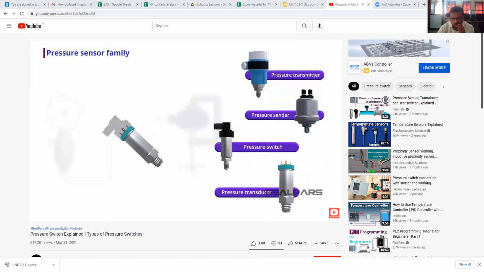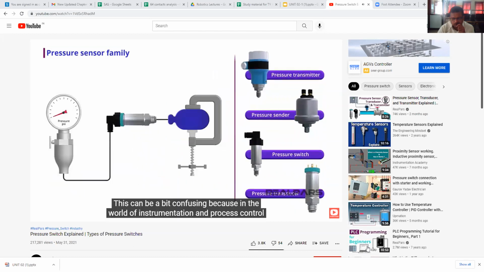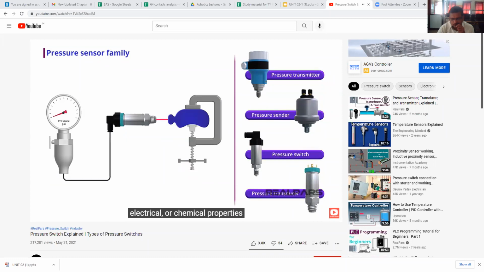names. It can be a bit confusing because the process define a sensor as a device uses electrical output in response to that change. And just to add even more confusion, the terms pressure sensor, pressure transducer, pressure transmitter.